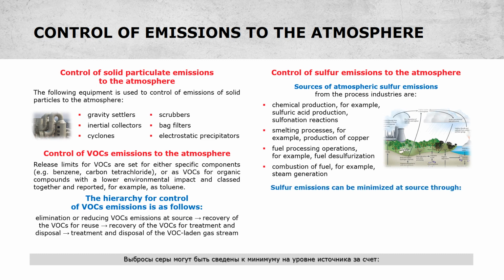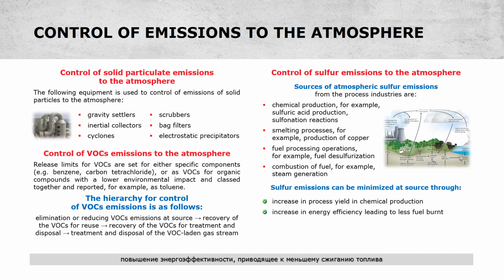Sulfur emissions can be minimized at source through increase in process yield in chemical production. Increase in energy efficiency leading to less fuel burnt. Switch to a fuel with lower sulfur. Desulfurizing the fuel prior to combustion.